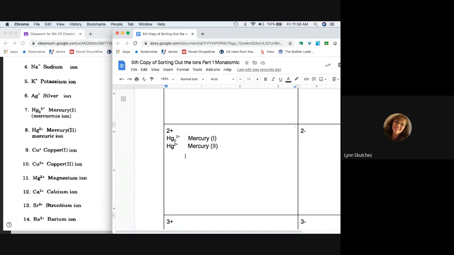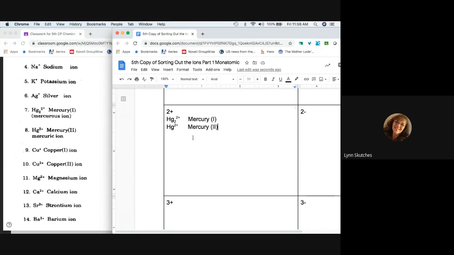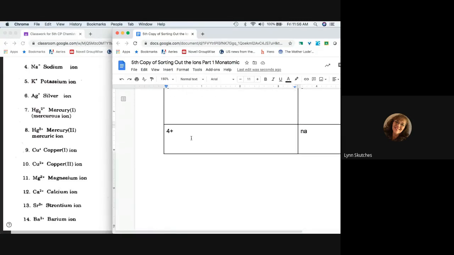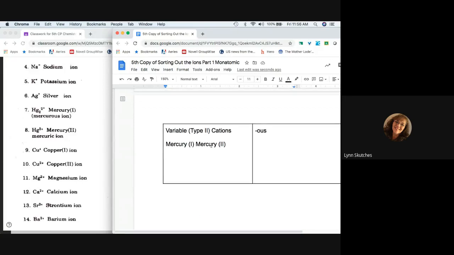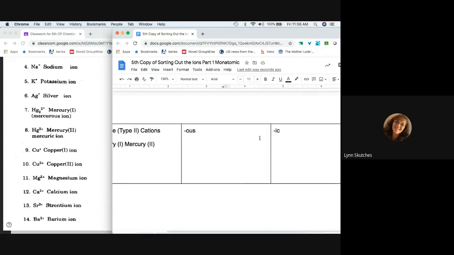College professors love to throw this one in there because it's so wonky. I don't know why they always focus on the exceptions, but I want to introduce it to you because you might see it again if you have to take chemistry again. Right? So remember from yesterday, our discussion, the OUS ending indicates the fewer number of electrons lost. The IC ending indicates a greater number of electrons lost.